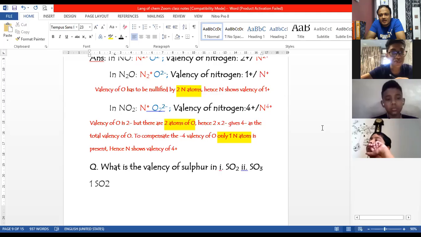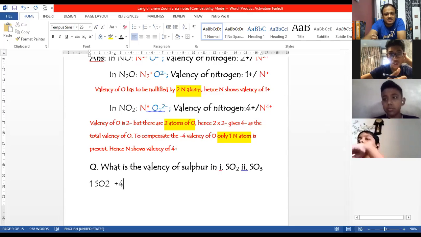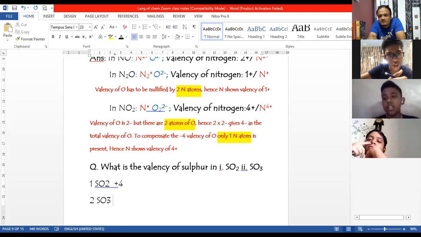Okay, Dhruva, tell me what is the answer for the second one. 6 plus. Second one, right? SO3. Yes, 6 plus. Can you explain how? Because there are three atoms of oxygen, and oxygen has got a valence of -2. So to nullify, it's 3 into -2. So it is 6. So to nullify that, it should be 6 plus.